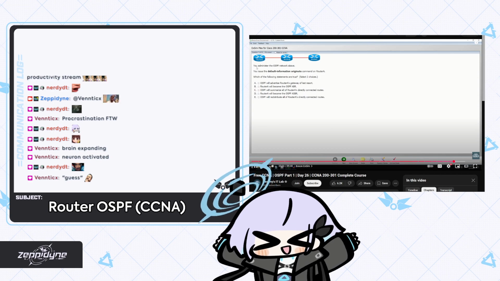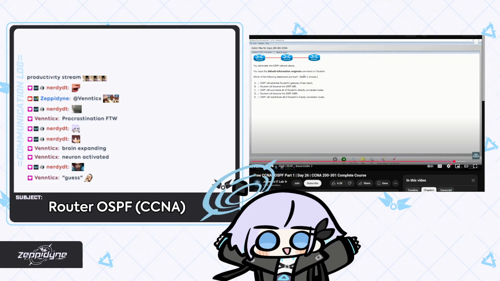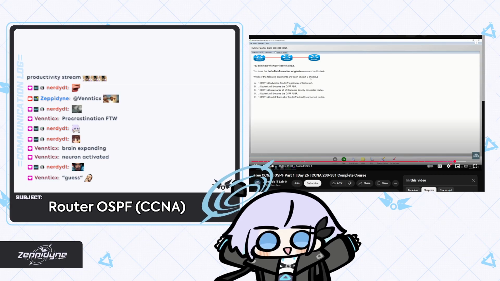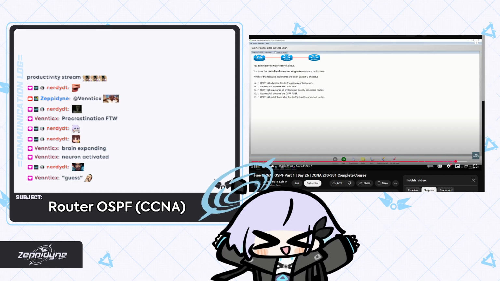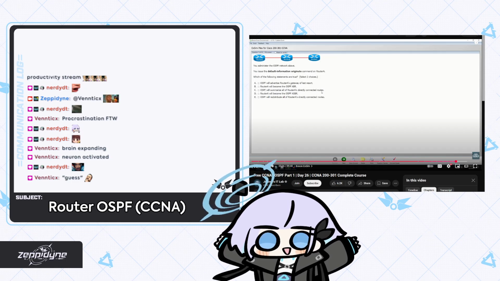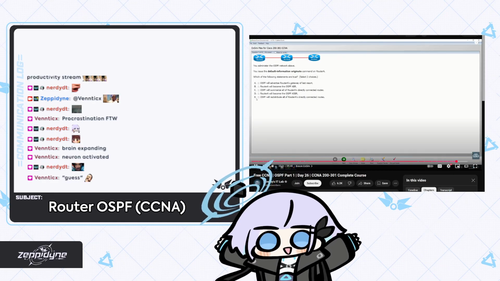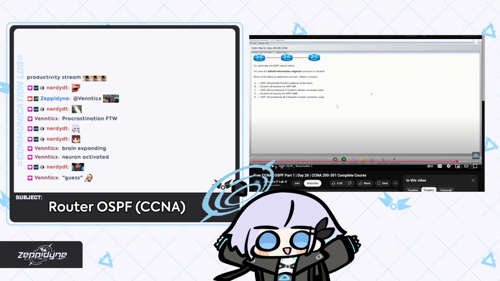You administer the OSPF network above. You issue the default-information originate command on router A. Which of the following statements are true? Select two choices. A. OSPF will advertise router A's gateway of last resort. B. Router A will become the OSPF ABR. C. OSPF will summarize all of router A's directly connected routes. D. Router A will become the OSPF ASBR. And E. OSPF will redistribute all of router A's directly connected routes. Okay, so pause the video here to think about your answer.